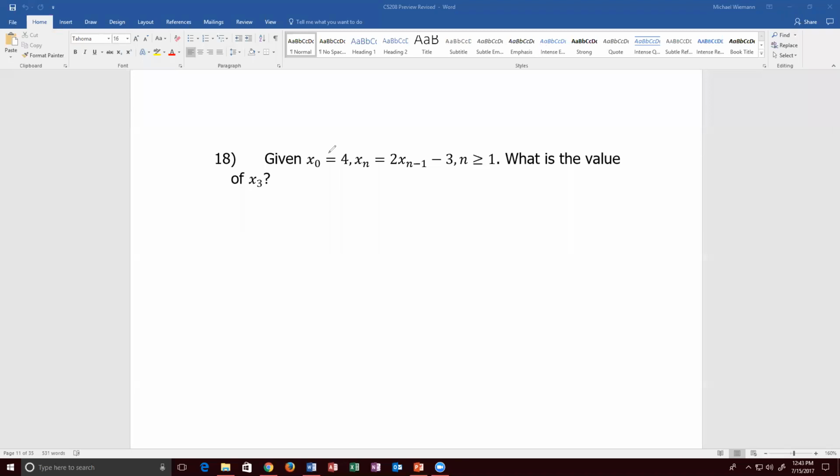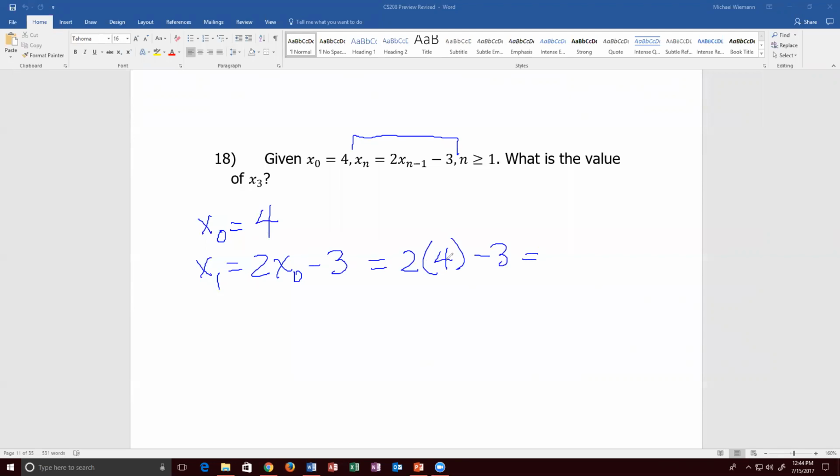Okay, let's look at number 18. We're given x sub 0 is 4. The recursive relation is x sub n equals 2 times x sub n minus 1, minus 3. What's the value of x sub 3? Well, we're going to go ahead and set up our process here. X sub 0 is 4. X sub 1 is going to be taken from this expression right here. So x sub 1 is going to be 2 times x sub 0 minus 3. Well, from our previous statement, we know x sub 0 is 4. So if I simplify this expression, 2 times 4 is 8, minus 3 equals 5.